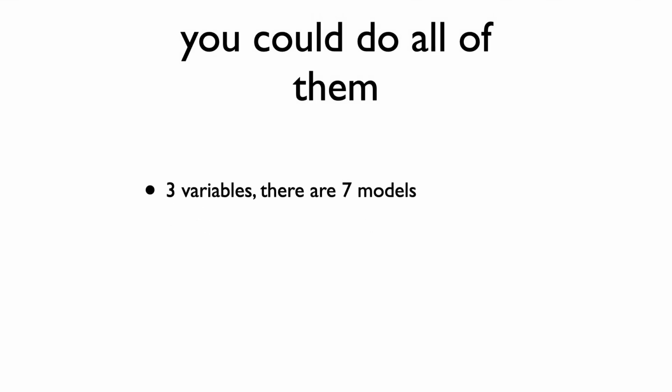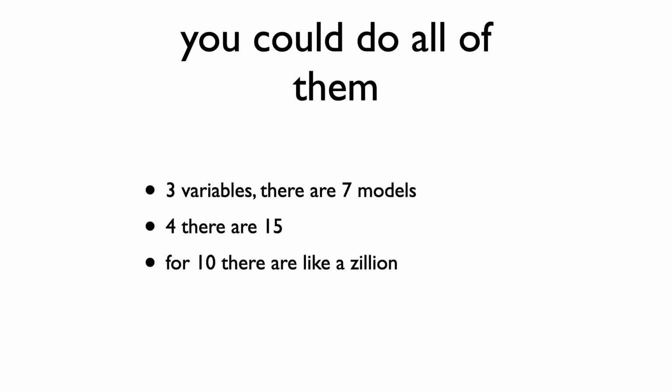Well, what you could do is look at all the possible models. With 3 variables, we get 7 possible models: y equals x1, y equals x2, x3, x1 x2, x1 x3, x2 x3, and x1 x2 x3. That's 7 models. With 4, there are 15. I could figure them all out, but I'm not going to do that right now. I have 15 fingers. No, I can't. For 10, I believe the official number is a zillion.